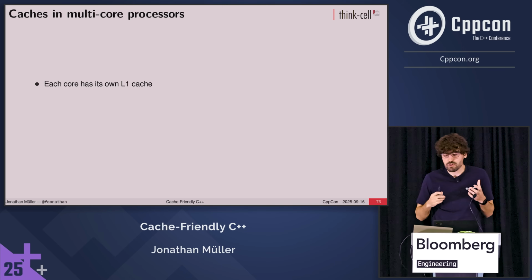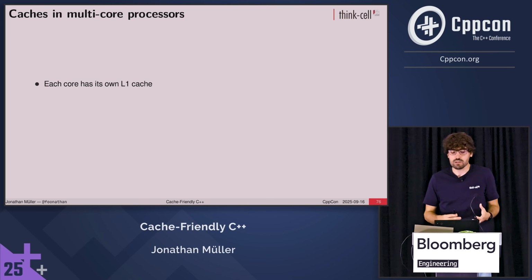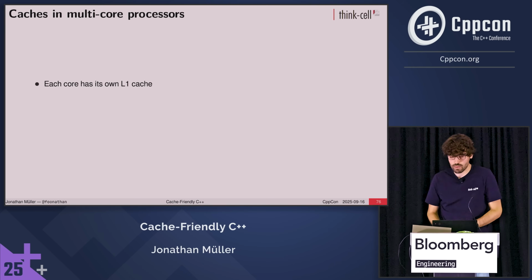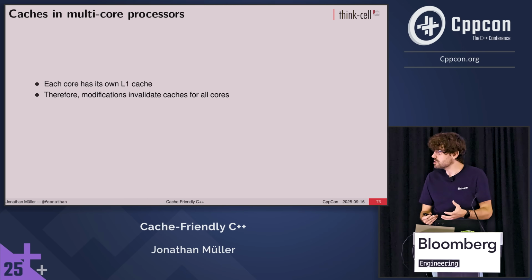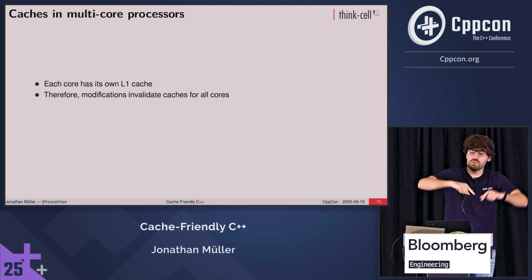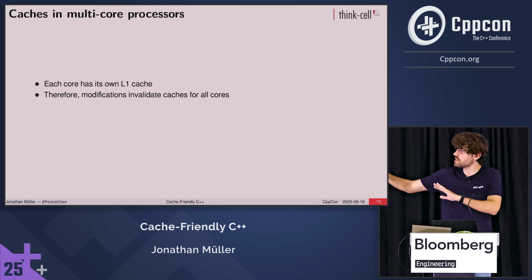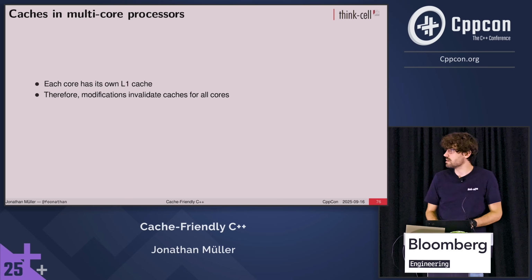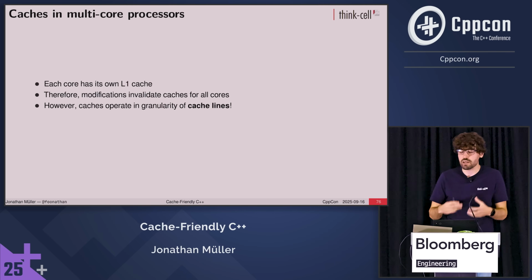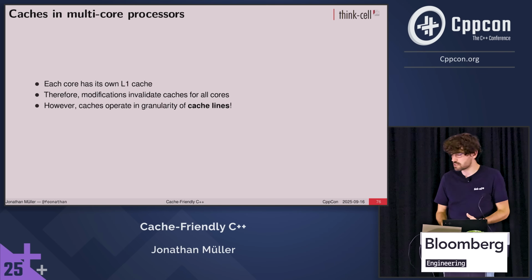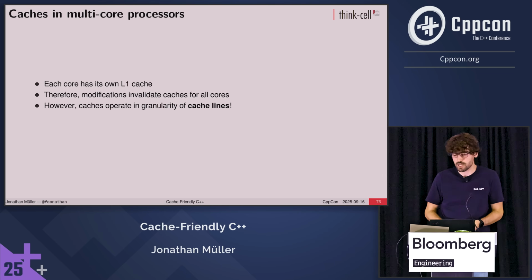Well, if you have multiple cores, the caches are only fast because they're close to the core. So if you have multiple cores, each core has its own L1 cache. That means if you modify entries in one core's L1 cache, it has to invalidate that cache entry for all the other cores as well. Otherwise, they would read stale data. And this is also where some of the atomic memory models stuff comes in. However, the CPU cache operates at the granularity of cache lines. So it doesn't modify only the entry, it invalidates the entire cache line.